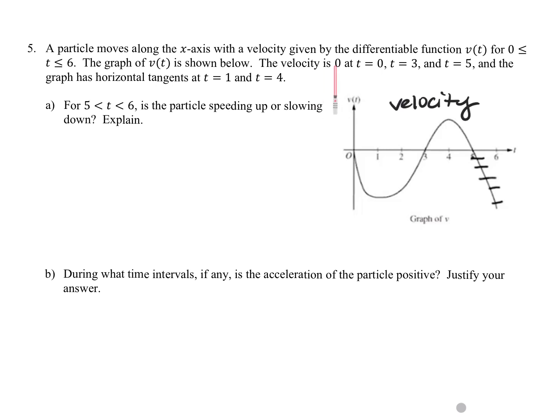They said the velocity is 0 at 0, and I agree, that point is right there. The velocity is 0 at 0, 3, and 5. Okay, they gave us that info. And the graph has horizontal tangents, it says, at 1 and 4. And if it has a horizontal tangent, that's like this, 1 and 4. Okay. Is the particle speeding up or slowing down between 5 and 6?